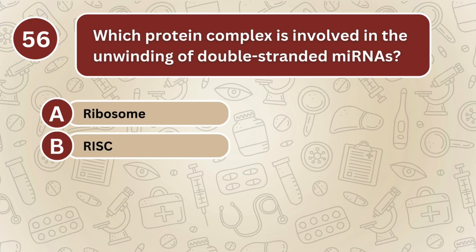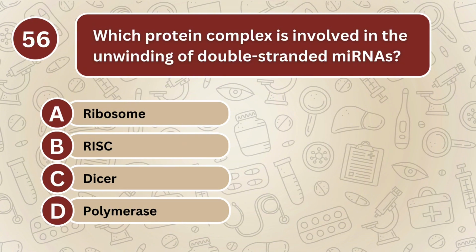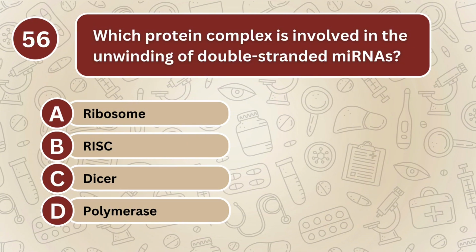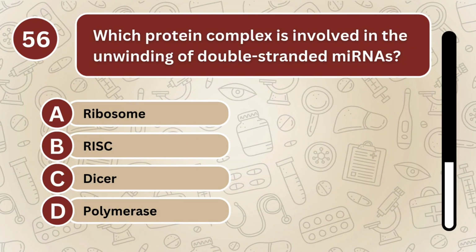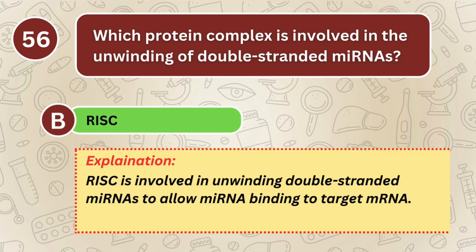Which protein complex is involved in the unwinding of double-stranded miRNAs? A. Ribosome, B. RISC, C. Dicer, or D. Polymerase? Correct answer is B. RISC.